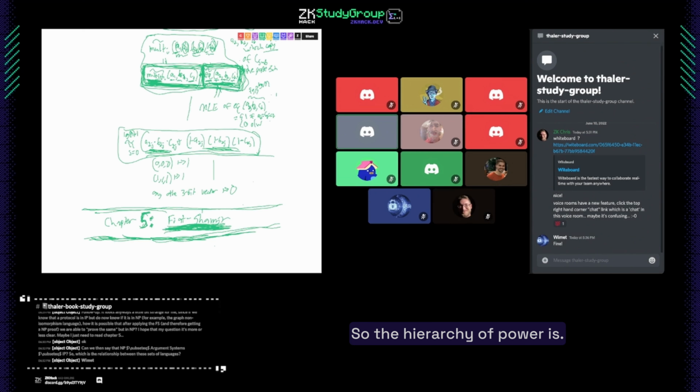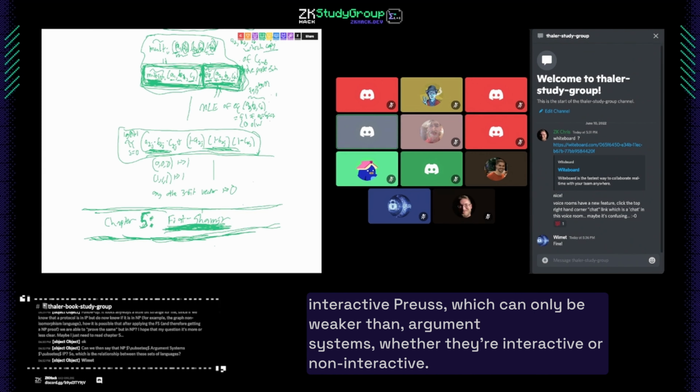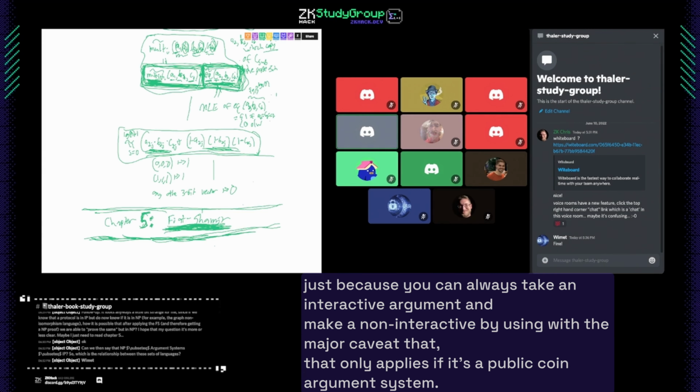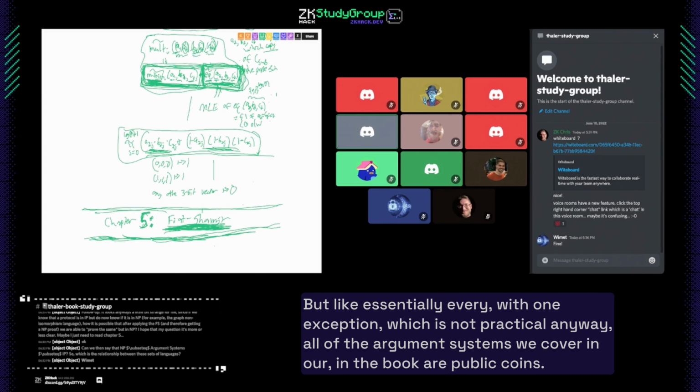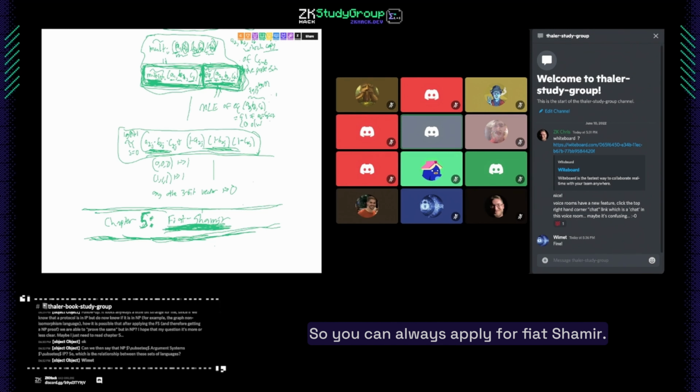So the hierarchy of power is, non-interactive information theoretically secure protocols can only be weaker than interactive information theoretically secure protocols, aka interactive proofs, which can only be weaker than argument systems, whether they're interactive or non-interactive, just because you can always take an interactive argument and make it non-interactive using Fiat-Shamir, with the major caveat that it only applies if it's a public coin argument system. But essentially with one exception, which is not practical anyway, all of the argument systems we cover in the book are public coin, so you can always apply Fiat-Shamir.